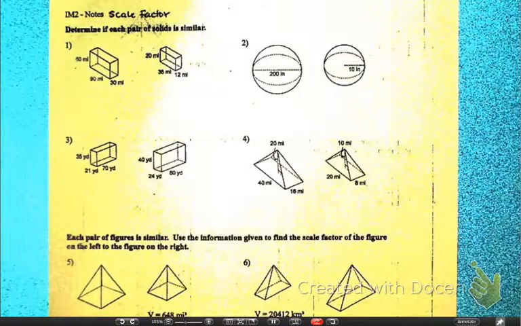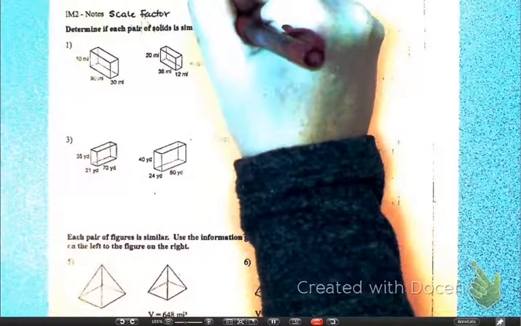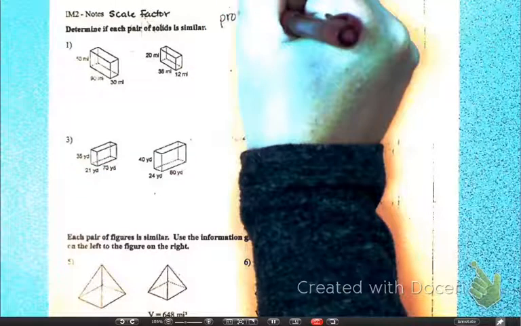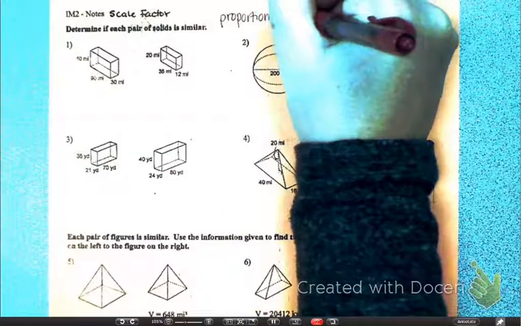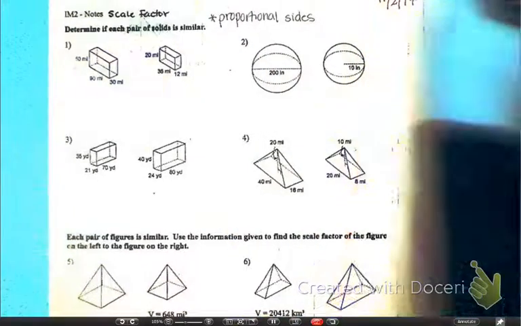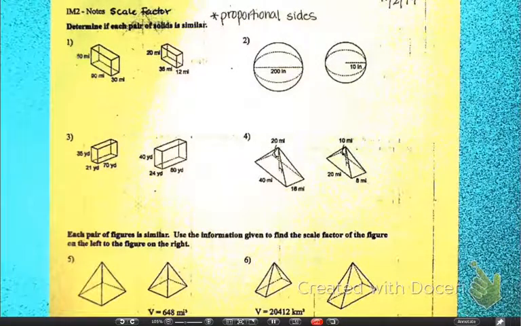So what we're going to focus on are proportional sides. Make sure you have today's date. This will be placed onto page 55.